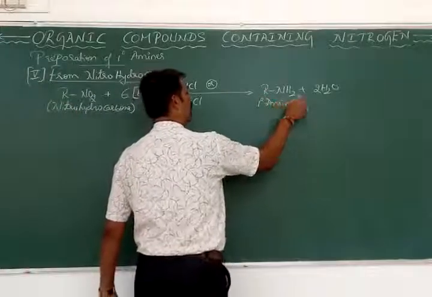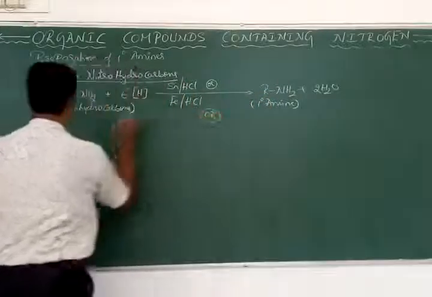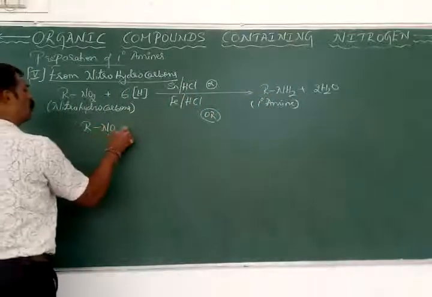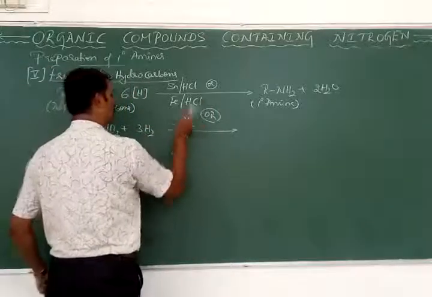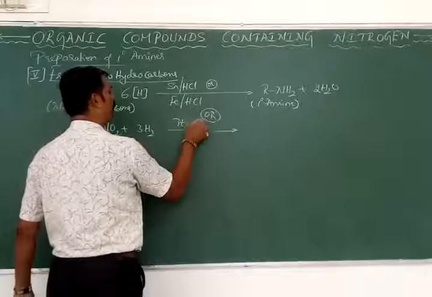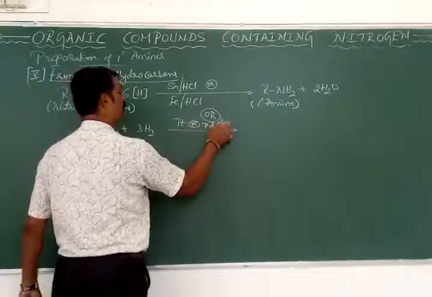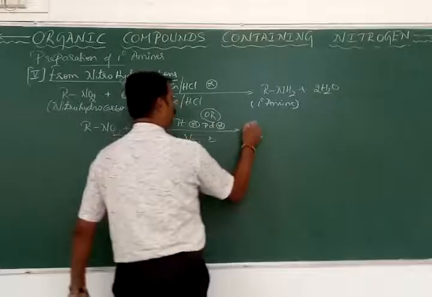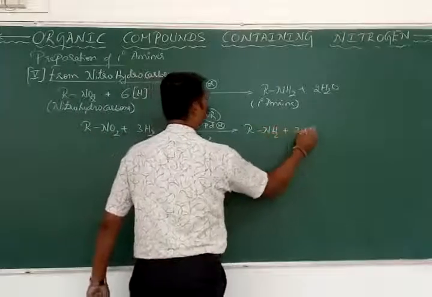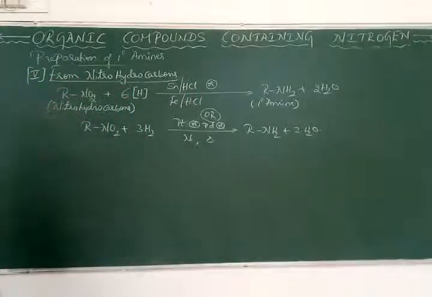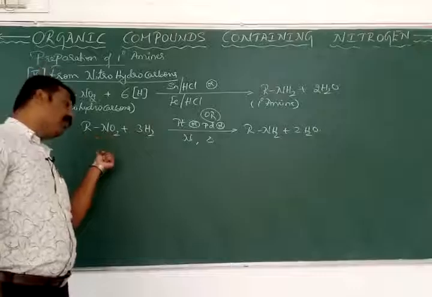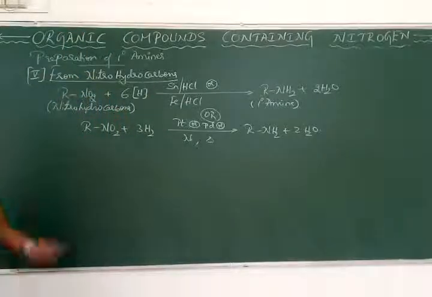Here this is the respective what amines? Primary amines. Or I can use this also: RNO2 plus 3 times H2 in presence of nickel, platinum or palladium. Same, we are getting RNH2 plus the formation of which one? Water. Okay? Nitrohydrocarbons are reduced to respective primary amines either using tin in presence of HCl or iron in presence of HCl, or directly the catalytic hydrogenation of nitrohydrocarbons also gives what amines? Primary amines.